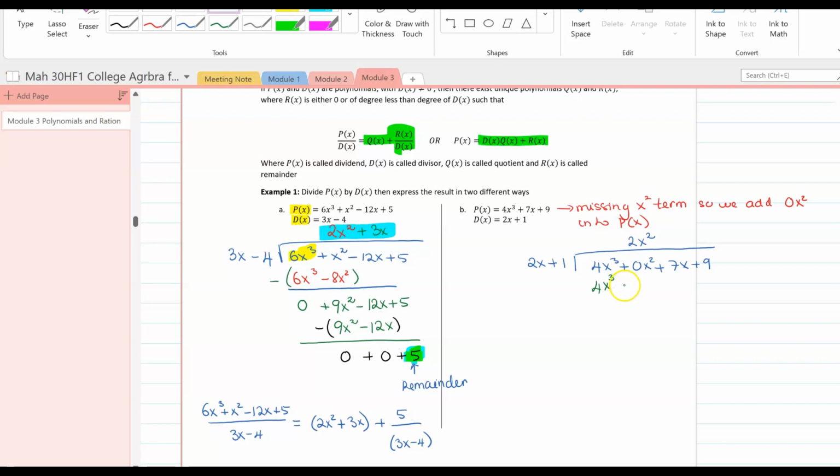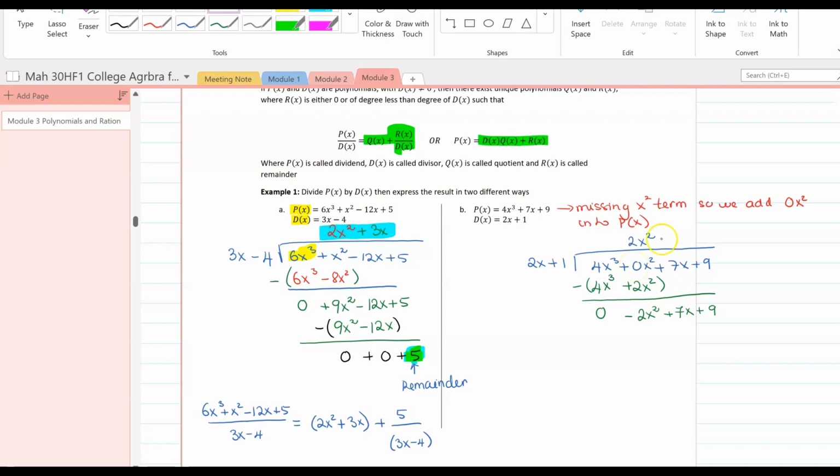4x to the third plus 2x squared. Now we subtract. That is 0x to the third. So now we get negative 2x squared. Bring down the rest.